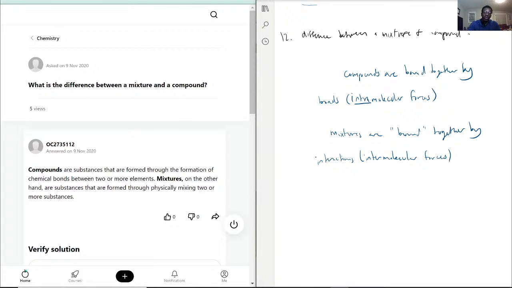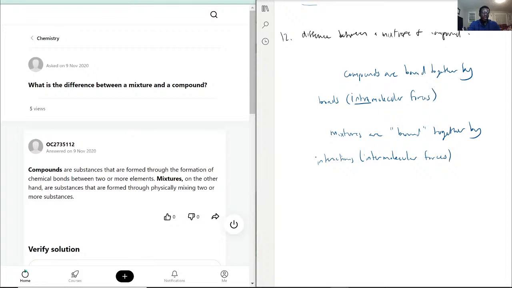If I had, for example, a whole bottle of H2O2, hydrogen peroxide, that's just going to be a whole bottle of that compound. But if I mix that with NaCl, now we have a solution, well, a mixture. It's going to be a salty H2O2, because now we have different types of molecules interacting with each other. This is considered a mixture. They're no longer bonded to each other, they're interacting with each other in that solution.